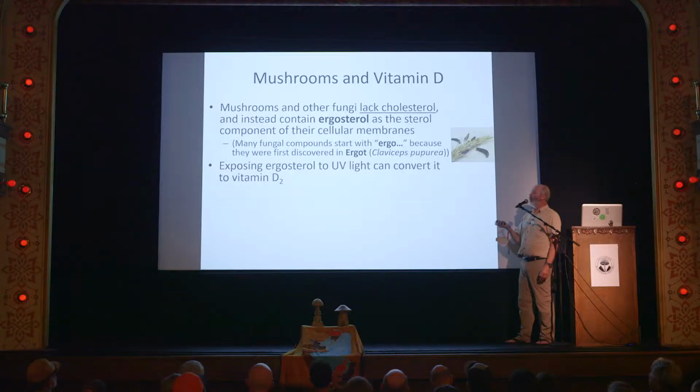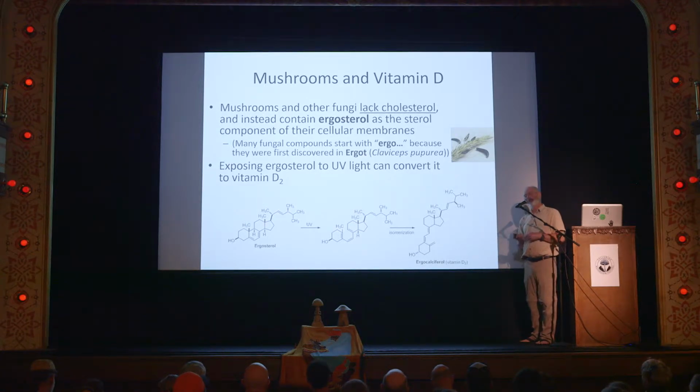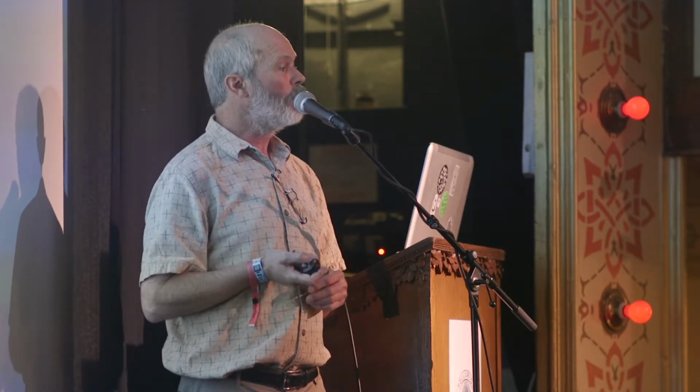It's healthy for us. But the key feature is that it's photosensitive. If you expose ergosterol to ultraviolet light, it gets converted to ergocalciferol, another ergo compound, which is vitamin D2. So just being out in the sunlight, some of the ergosterol gets converted to vitamin D2. And this is the only non-animal source of vitamin D. Mushrooms are the only non-animal source. So for those of you who are vegans or vegetarians, you may be interested.